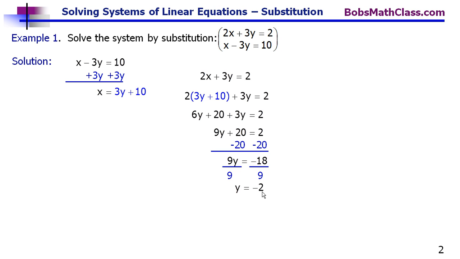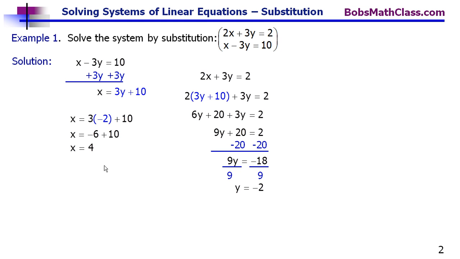So take this number, y equals negative 2, and go back to that equation from step 1 and replace the y with negative 2. That'll give us what x is equal to. You can actually go back to one of the original equations, but we've already got this equation in a really nice form here where x is by itself. So replace the y with negative 2. So x equals 3 times negative 2 plus 10. Multiply the 3 times negative 2. Add like terms. So x is equal to 4.